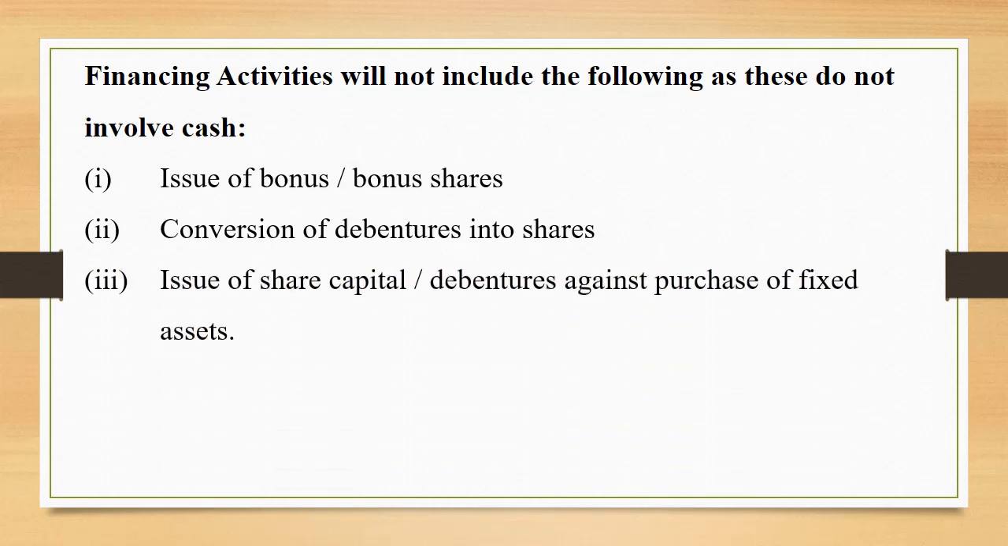Issue of shares or debentures against the purchase of fixed assets. This is also one of the important topics in the chapter on share capital and debentures. The shares are issued, the debentures are issued against the purchase of fixed assets. So again, no movement of cash, so not to be a part of the cash flow statement.